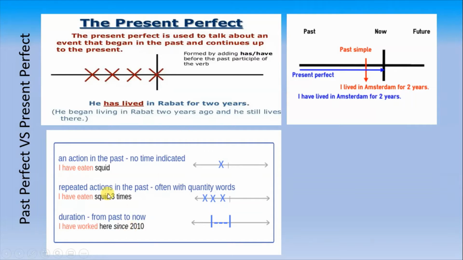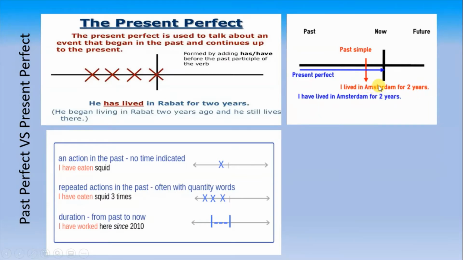So you see here there's three conditions, and in brief, here's the past and now, present, future. You see the present perfect starts in the past and finishes right now, but there's no continuity in this action. It's finished now. The past simple you see here, I lived in Amsterdam for 2 years. This is an action in the past.